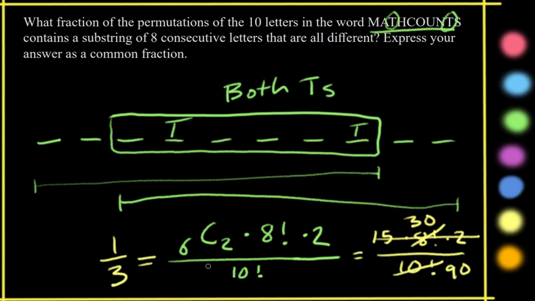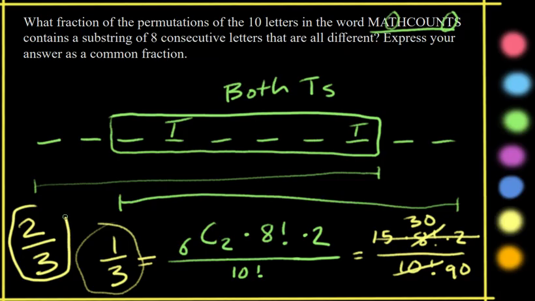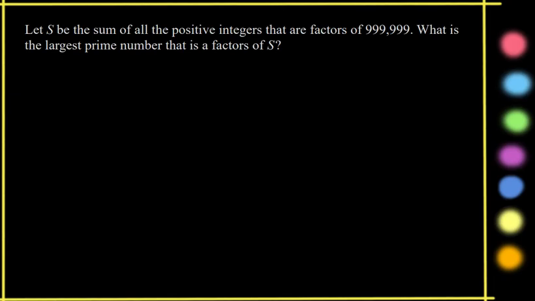And so I just have to remember now to do 1 minus this to get my answer, because this 1/3 is the fraction that doesn't have the consecutive letters. And so I do 1 minus this to get the fraction that does. And so that'll be 2/3. So now I'm going to really circle that one. That's our final answer. Okay, let's go ahead and move on to problem 29.